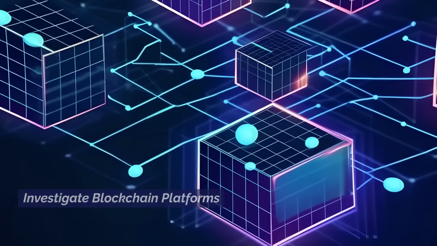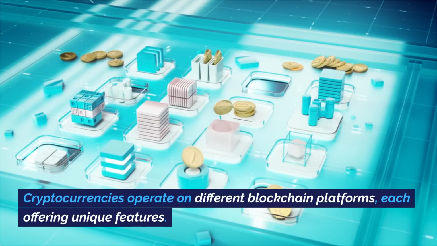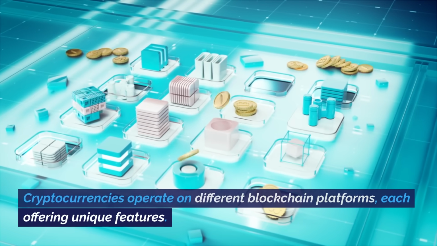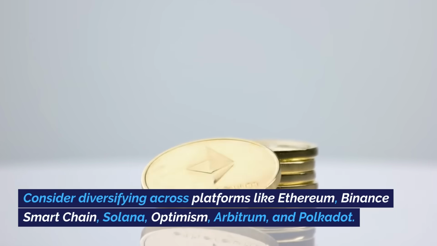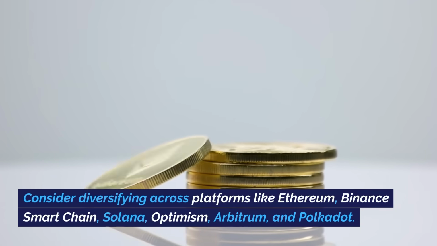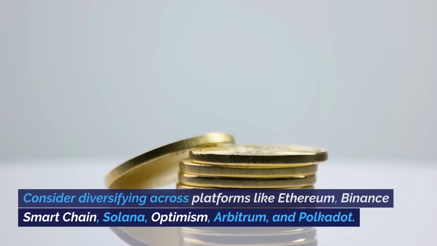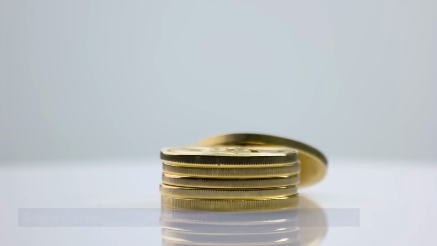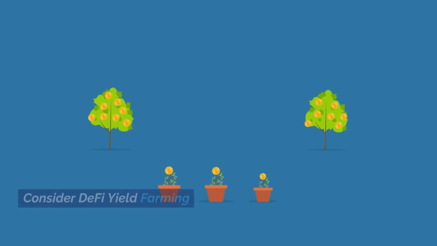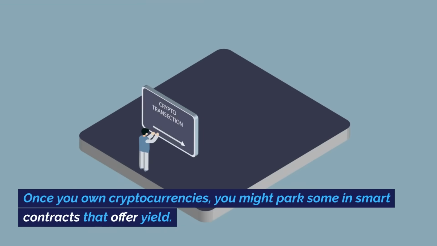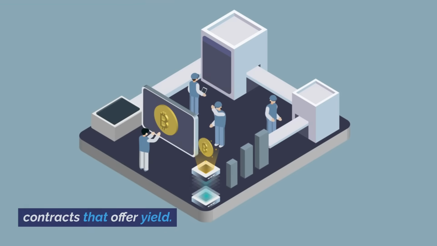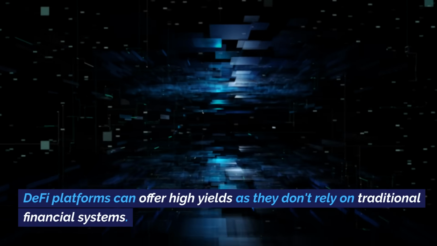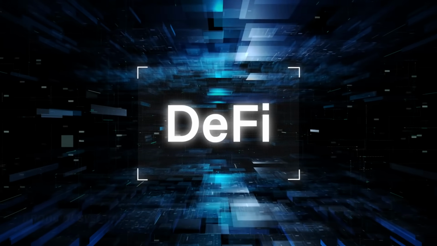Invest in blockchain platforms. Cryptocurrencies operate on different blockchain platforms, each offering unique features. Consider diversifying across platforms like Ethereum, Binance Smart Chain, Solana, Optimism, Arbitrum, and Polkadot. Consider DeFi yield farming. Once you own your own cryptocurrencies, you might park some of it in smart contracts that offer yield. DeFi platforms can offer high yields, and they don't rely on traditional financial systems.